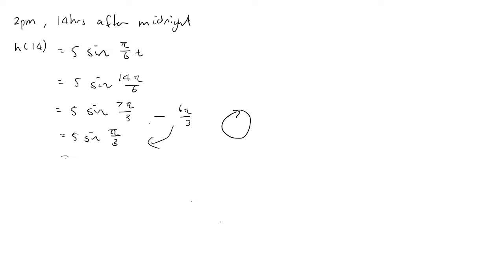And we know that sine pi over 3 is root 3 over 2, so we times 5 to that, which is 5 root 3 over 2 meters. That will be our answer.